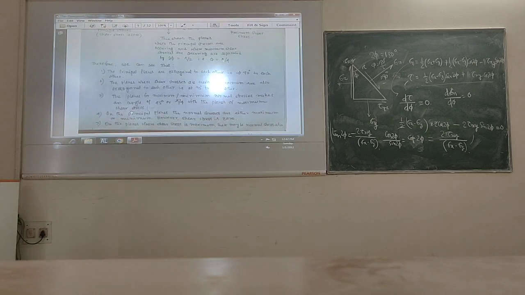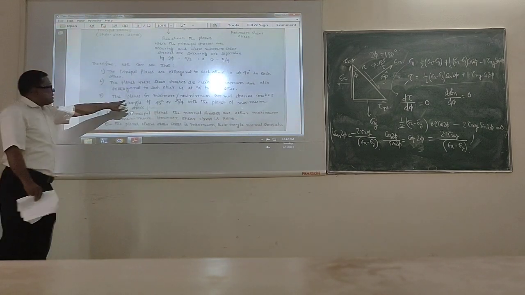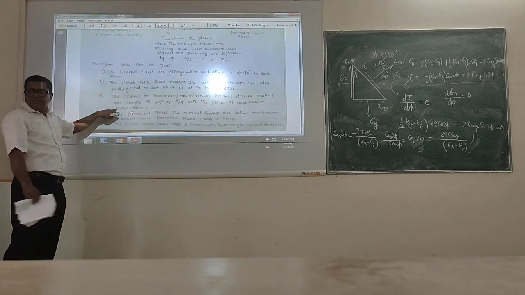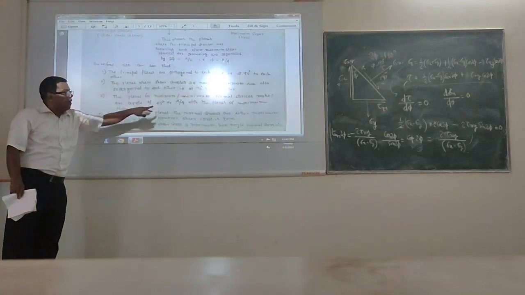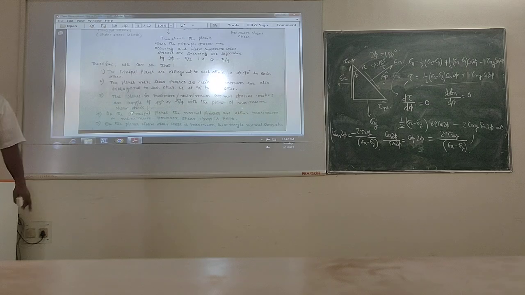Okay? So the planes for maximum and minimum normal stresses make an angle of 45 degree or π/4 with the planes of maximum shear stress. This is another very important one. And the last one, you see, on the principal planes, the normal stresses are either maximum or minimum. This is clear? So what will happen?